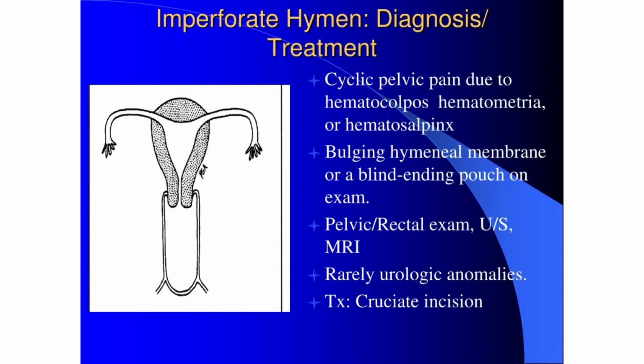The reason why it's cyclical pain, again, is because during the menstruation, that blood has nowhere to go. It has no exit. So it's going to start to accumulate in the vagina, leading to hematocolpos or hematometra. Now, these patients might also have a palpable physical mass, like an outpouching, and the treatment would be a cruciate incision.